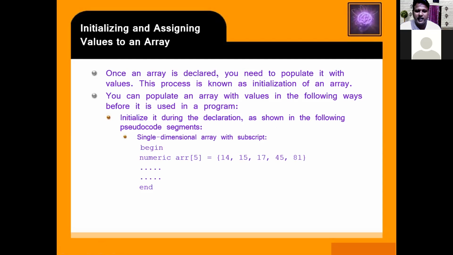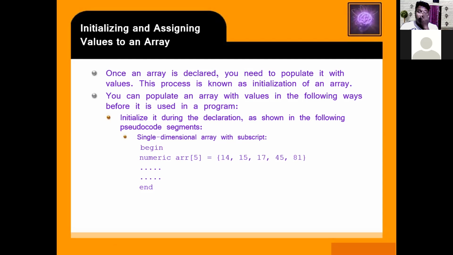So once an array is declared, you need to populate it with values. Populate means to store values in an array. Storing a value in an array is called initialization. So when you write a equals 5, that means in a we store the value 5. That process is called initialization.